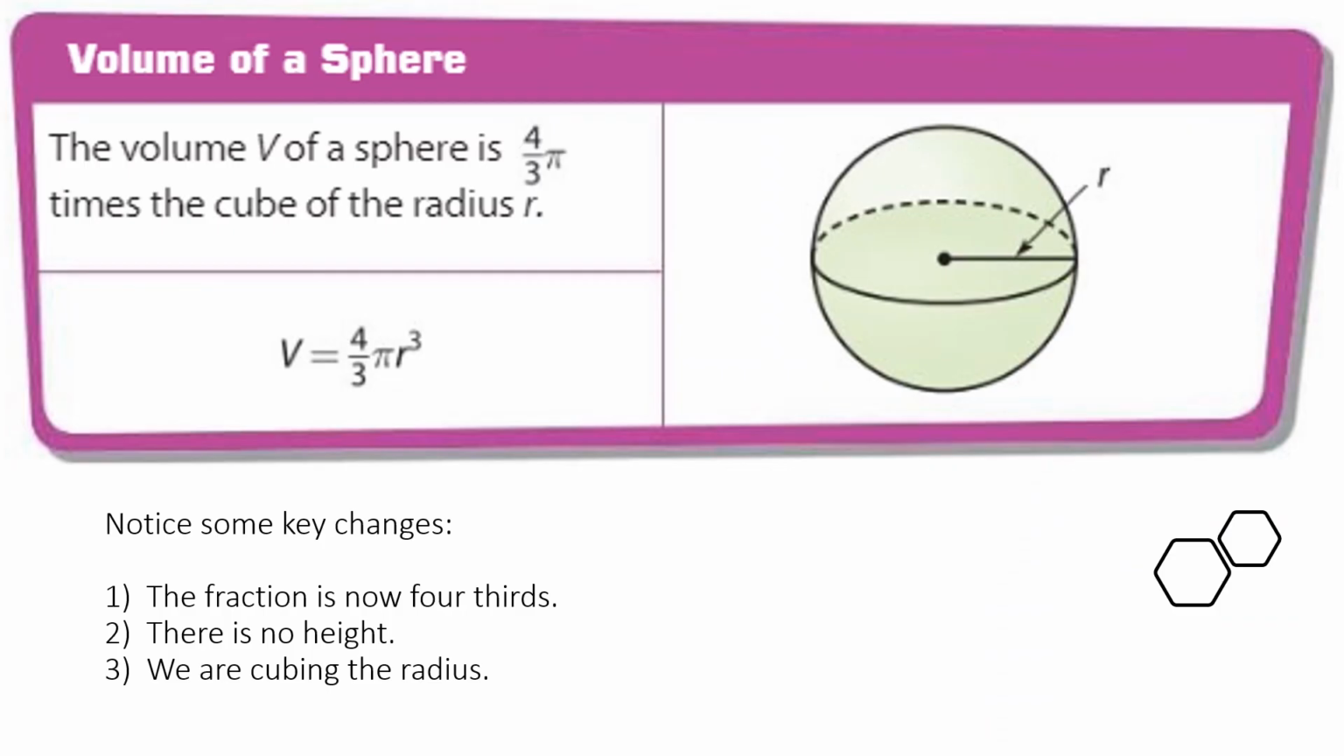All right, so we looked at the cone, we looked at the cylinder, now let's look at the sphere. So the sphere is going to have really a vastly different formula. So the sphere is 4/3 pi r cubed. If you take a look, some things to note down here at the bottom. The fraction is now 4/3, not 1/3 as in the cone. There is no height that you see in a cone or cylinder, and we are actually cubing the radius and not squaring it like we do with the other two shapes.